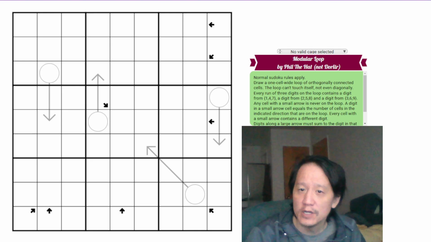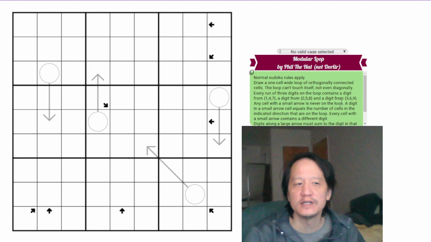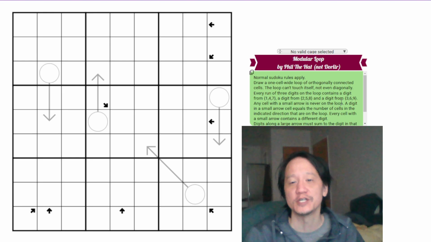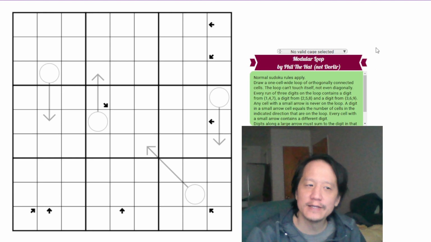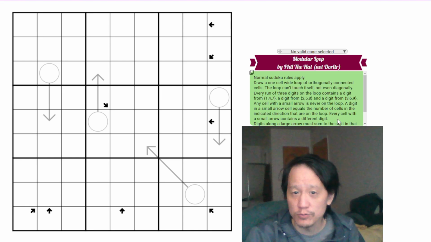And it's called Modular Loop by Phil the Hat, not Dorlier. There was a puzzle setting challenge where people were trying to set puzzles in the style of other puzzle setters. So I guess this is meant to imitate Dorlier as a puzzle setter. Anyways, here are the rules.